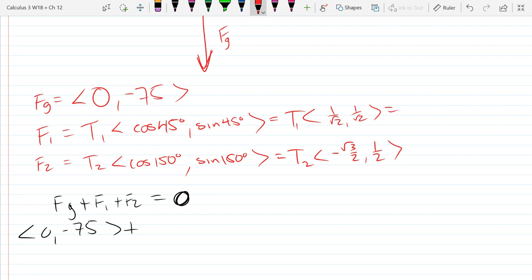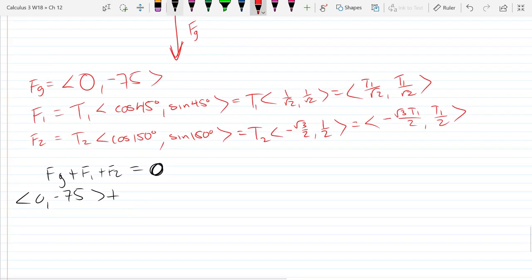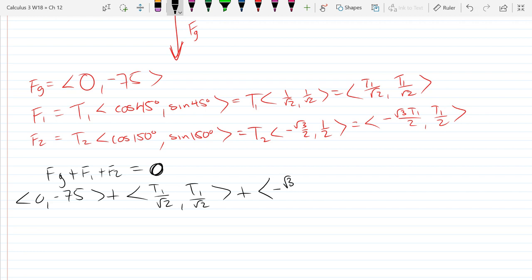And to do this, I also need to distribute my tensions inside. So it'll be T1 over square root 2, T1 over square root 2, and my second force, negative square root 3 T2 over 2, and T2 over 2. And I know my zero vector is in two dimensions, so I'll write out the 0, 0 on that.